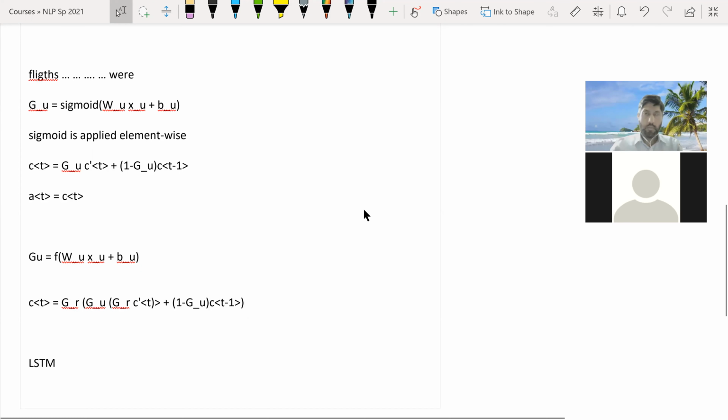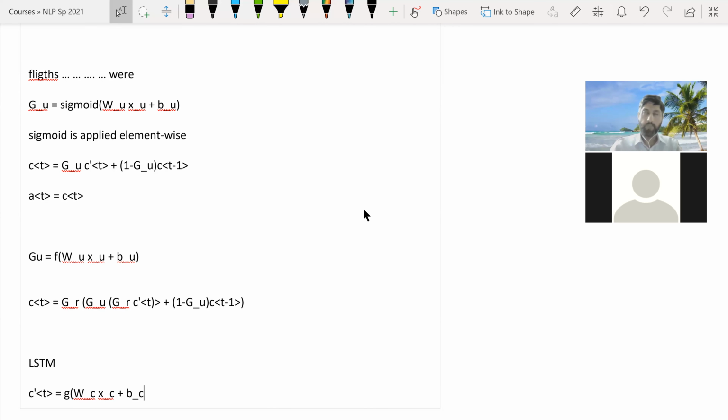So the main equation, let me write C prime. C prime is of course computed the same way. It is the tanh of W_C [X_C] plus B_C. Okay? So this is a candidate at a particular time step. Of course, X_C includes X_T and the output from the previous time step, which is always A, A_(T-1).